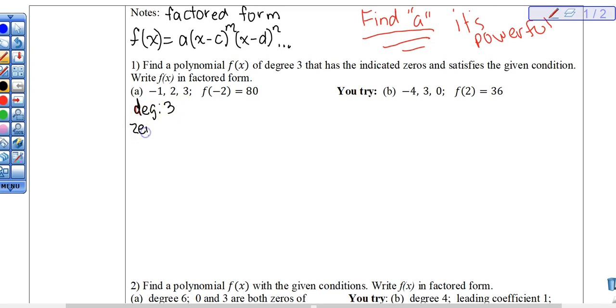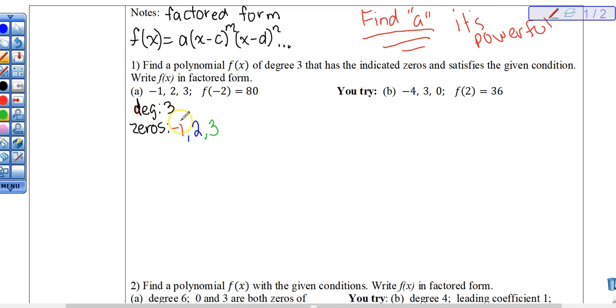Zeros. I'm going to color code, which is why I'm rewriting my zeros. My first zero, I'll do in red, -1. My second zero, I'm going to do in blue. And my third zero, I will do in green. Just this one time, I'm color coding. Okay? So we know our zeros.